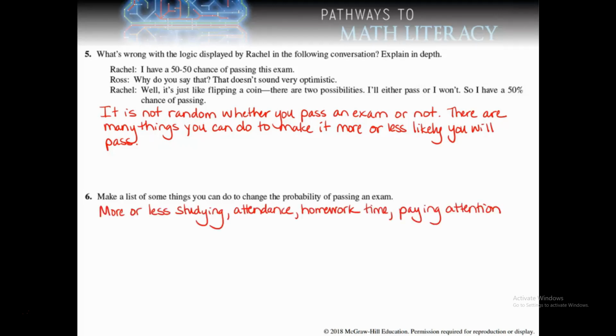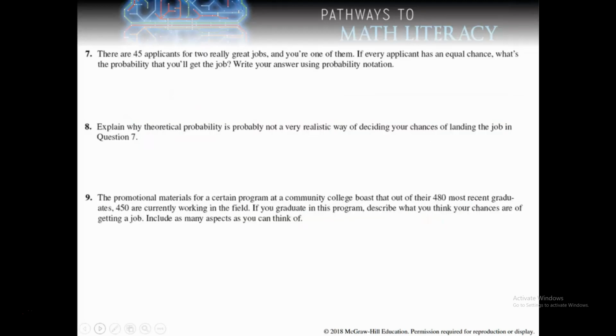In 7, there are 45 applicants for 2 jobs, and you're one of them. If every applicant has an equal chance, what's the probability that you would get the job? Well, using proper notation, that would be P of getting the job. And if everyone has an equal chance, then that means out of those 45 applicants, they're going to choose 2 people. So everyone has a 2 out of 45 probability, or 2/45. We can also write that as 0.044.